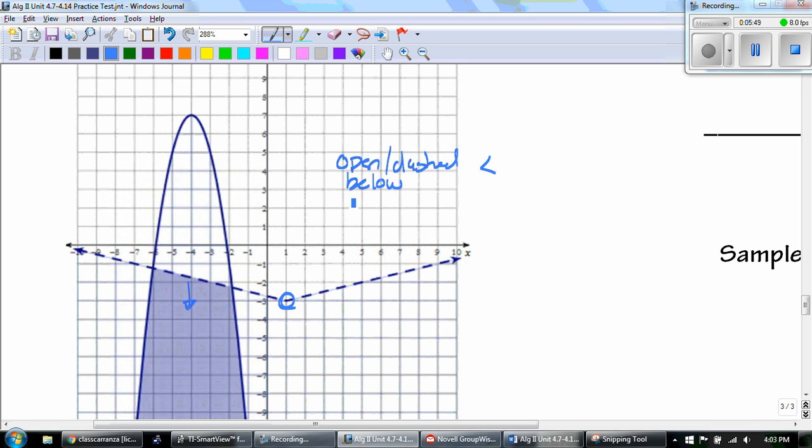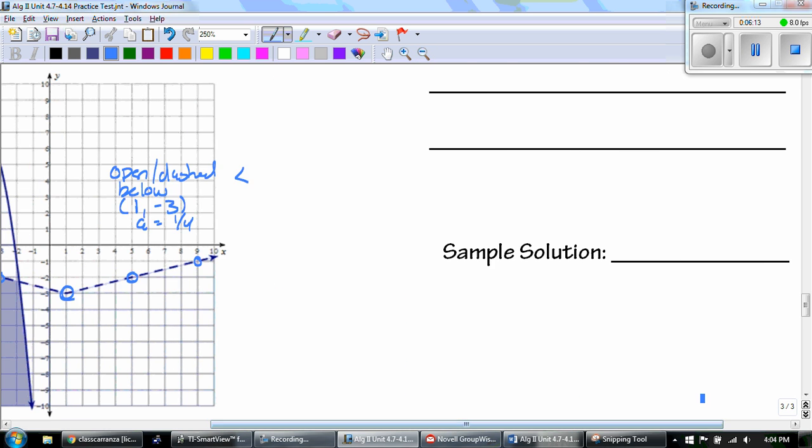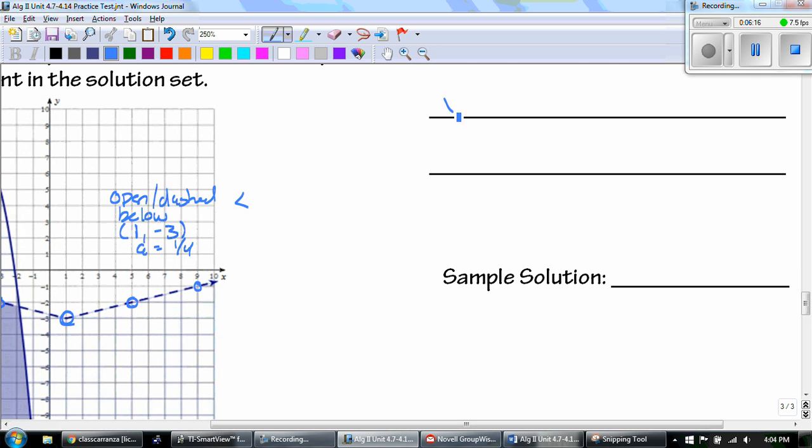My vertex right here is at the point 1, -3. And then my pattern, it looks like it's 1, 1, 2, 3, 4. Let's check it. 1, 1, 2, 3, 4. So our pattern is 1 over 4. So as I go to write that, I know that it's absolute value. So I have y is less than 1/4 absolute value of x minus 1, minus 3.